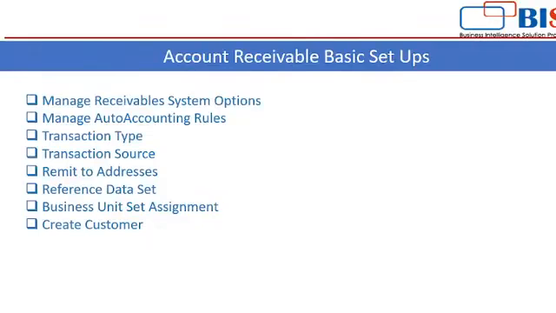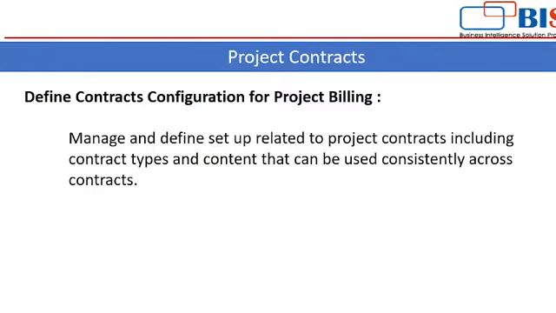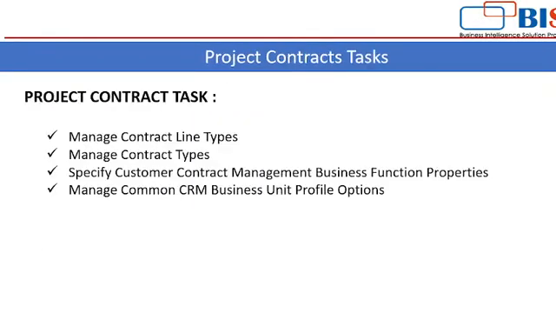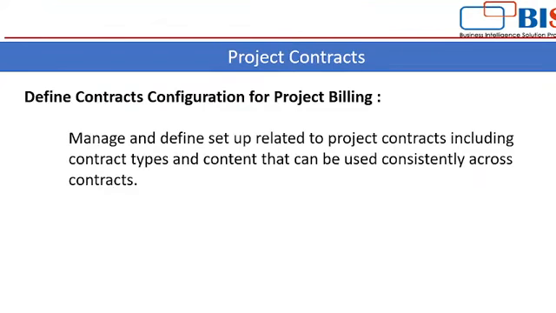Move back to the PPTs. So these are the contract setups that you require to be configured in the project module. Manage and define setup related to project contracts, including contract types and content that can be used consistently across contracts. So we will create the contract, and under the contract we will create the contract lines. At contract level we will associate our bill and revenue plans, and at the creation of the contract we have to associate the contract type.